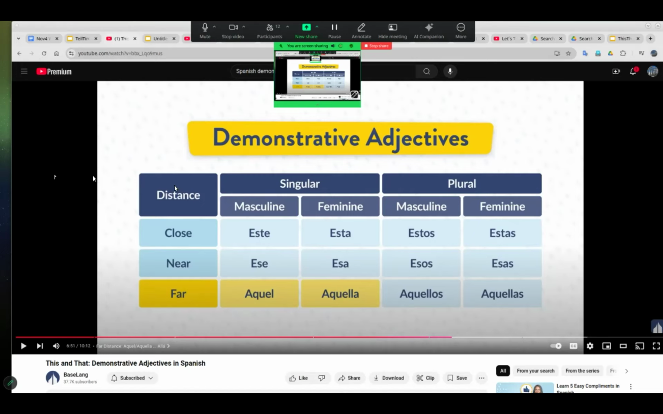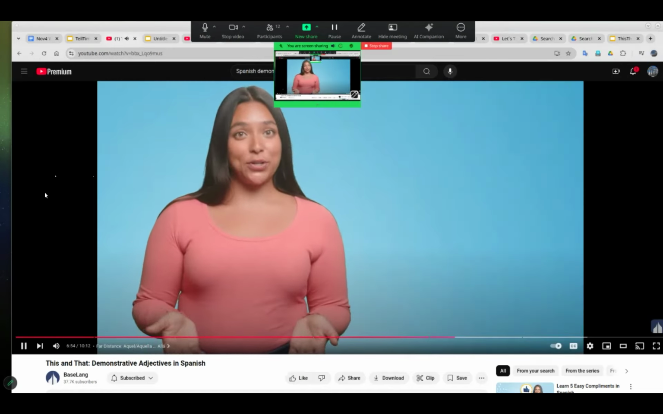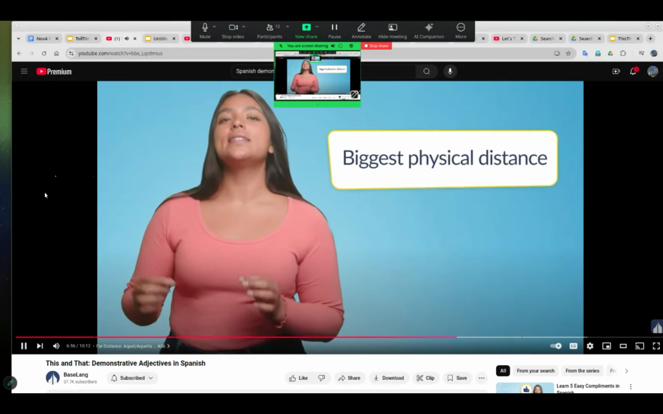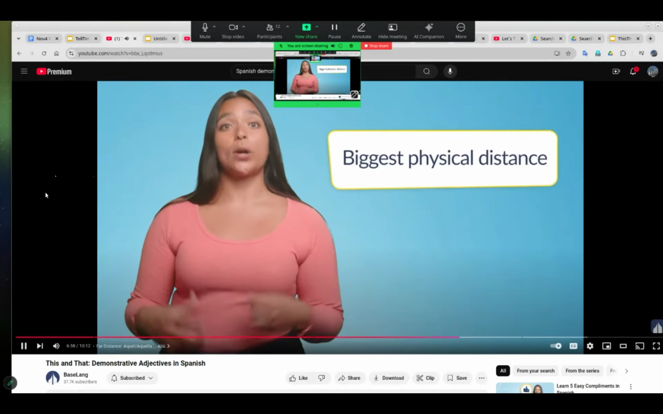And again, there is an aquello. You won't hear it often. But aquello, again, is for abstract or conceptual things, okay? But conversationally, you will not hear it a lot. Singular form, aquella. This final set of demonstrative adjectives indicates the greatest degree of physical distance or time gap.